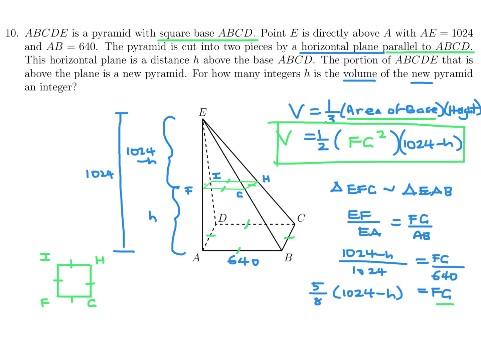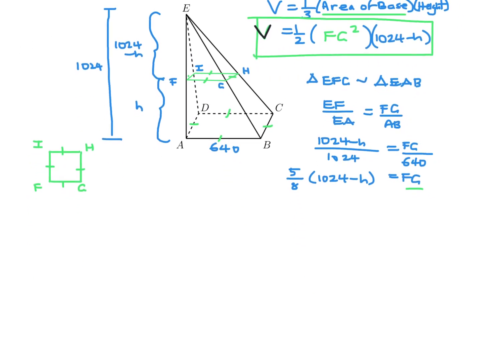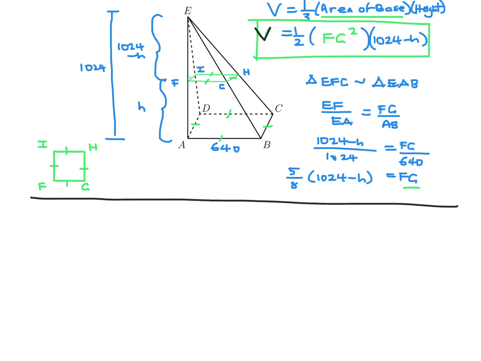And I think that's pretty much all there is to this question. Then I have to substitute in FG and figure out for which values of H the volume will be an integer. Okay, so let's do that. We have volume equal to 1/2 FG. Well, FG is here, so it'll be 5 over 8, 1024 minus H, all of this squared, and then 1024 minus H.